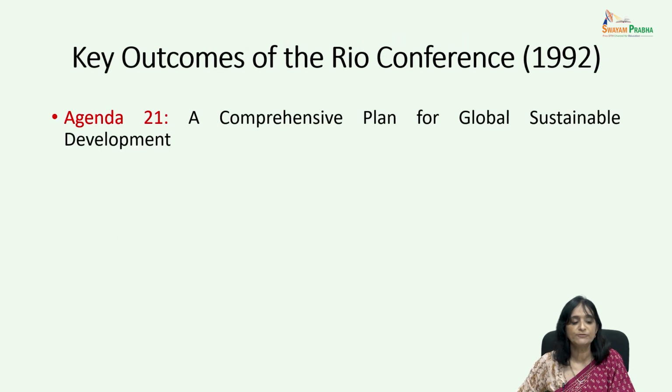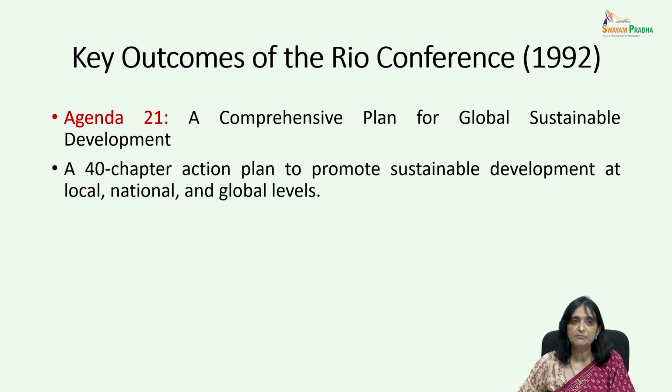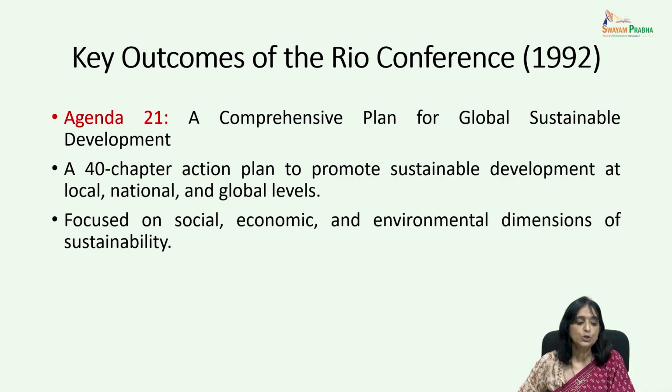The key outcome of the conference is the most important Agenda 21. We have talked about it in the previous lectures also. Agenda 21 is basically a comprehensive plan for global sustainable development. It's a 40-chapter action plan to promote sustainable development at local, national, and global levels. It focused on the social, economic, and environmental dimensions of sustainability.